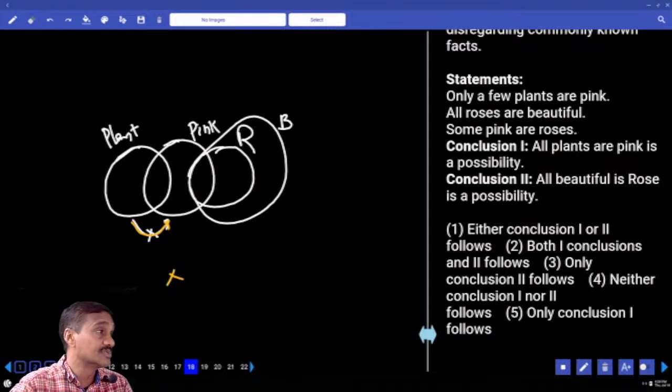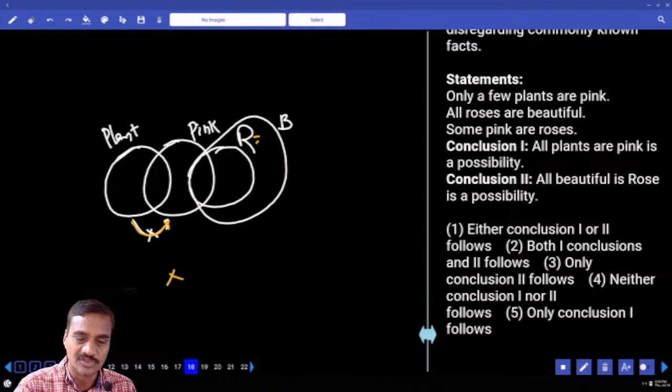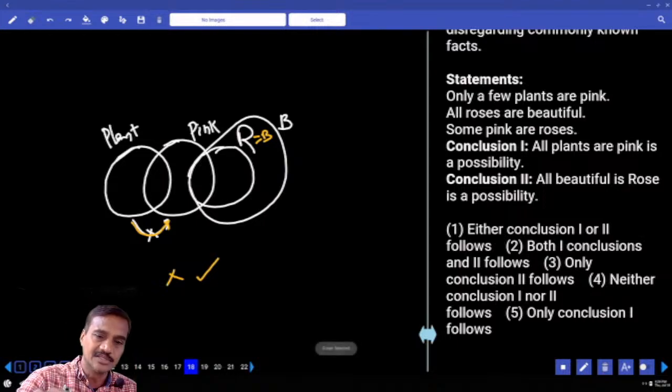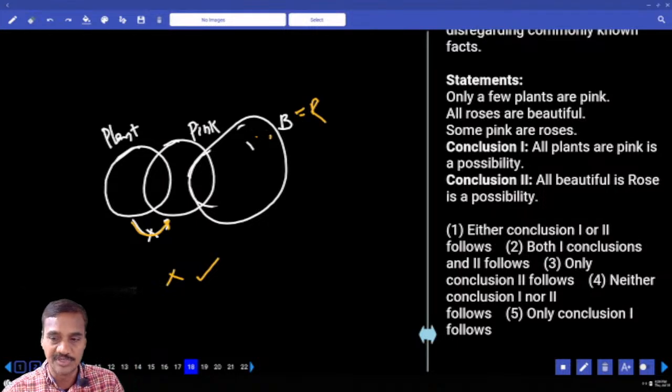Can all beautiful be rose? All beautiful are rose is possible or not? Yes. Now, beautiful and rose, can we combine these two under one category or not? Hence, what is your answer here? Rather than writing rose like this, what am I doing, tell me, and all beautiful are rose. And here he is asking for a possibility, and definitely the second one is true. Clear? And so what is your answer? Only two follows.